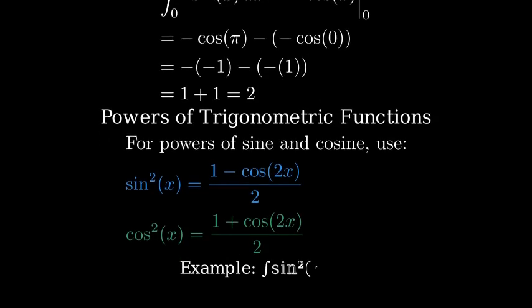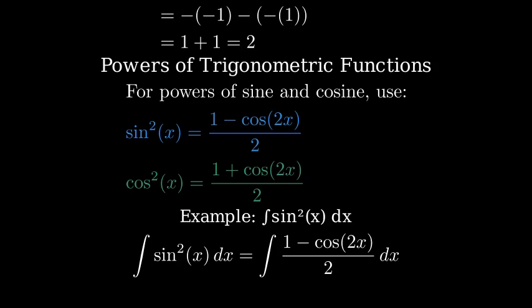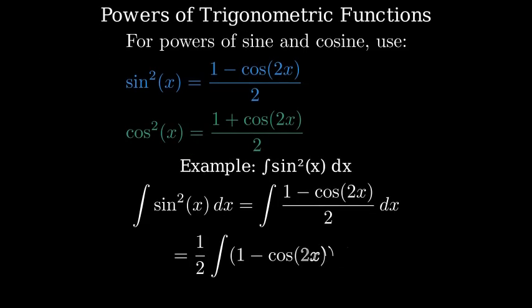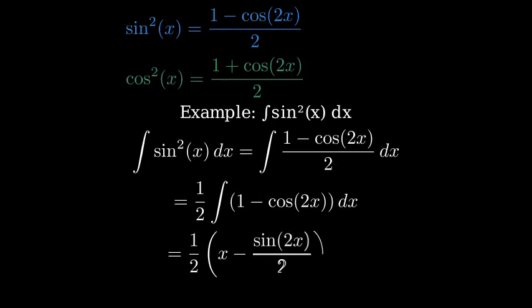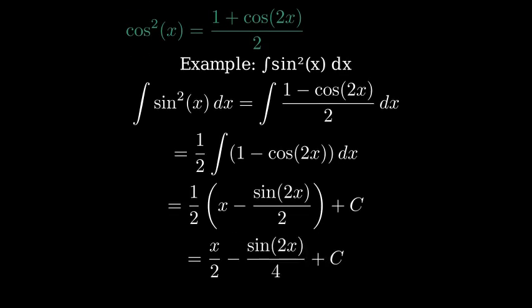Let's work through integrating sine squared of x. First, we substitute our identity. Sine squared of x equals 1/2 times 1 minus cosine of 2x. So the integral becomes 1/2 times the integral of 1 minus cosine of 2x dx. This gives us 1/2 times x minus 1/2 sine of 2x plus c, which simplifies to x over 2 minus sine of 2x over 4 plus c.